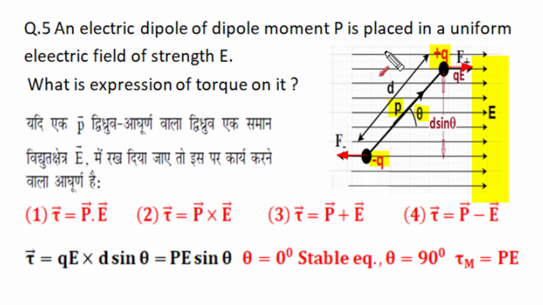position. And for theta 90 degrees, when the dipole moment becomes perpendicular to the electric field intensity, sin theta becomes maximum and the rotating torque tendency becomes maximum, and the maximum torque exerted on a dipole of moment P in a uniform electric field is P times E.